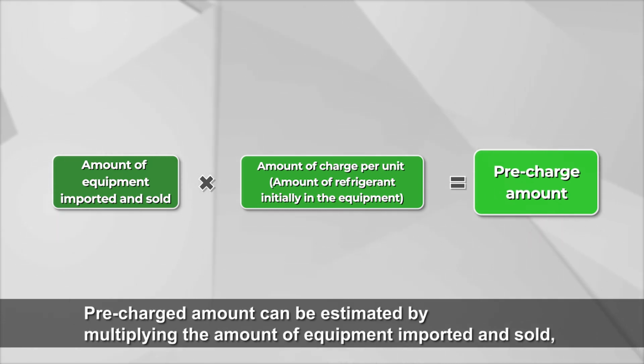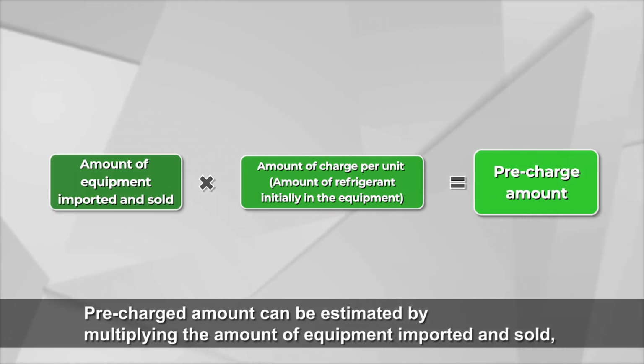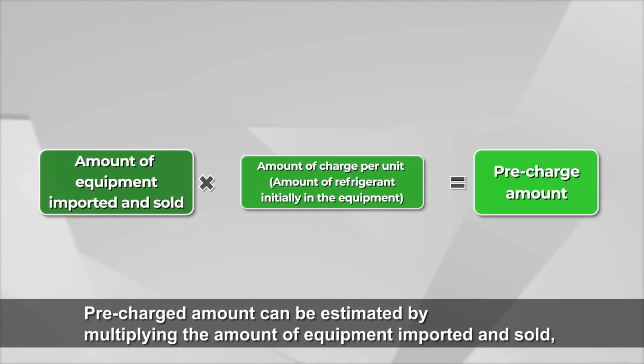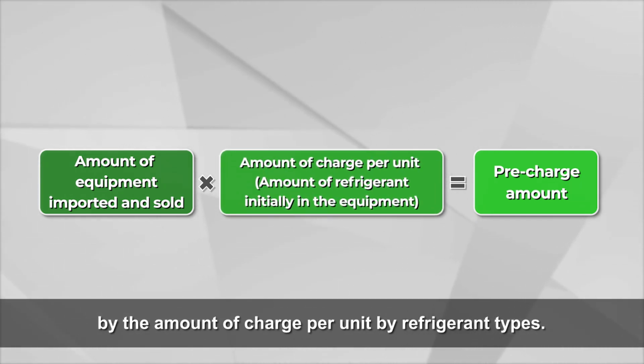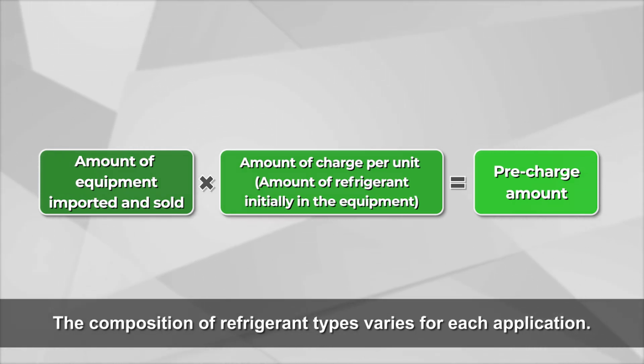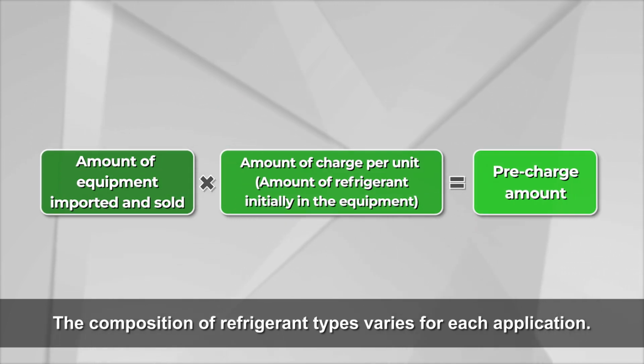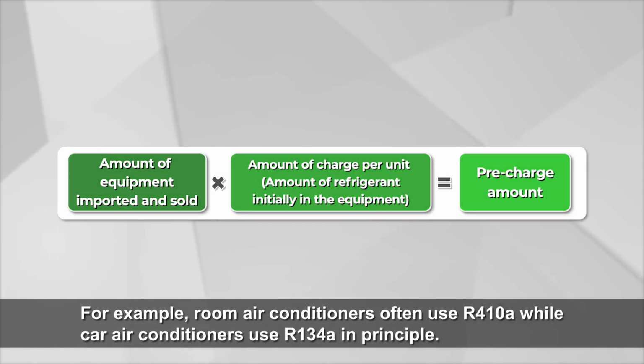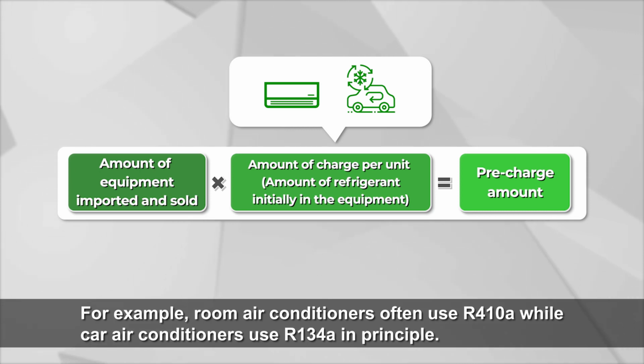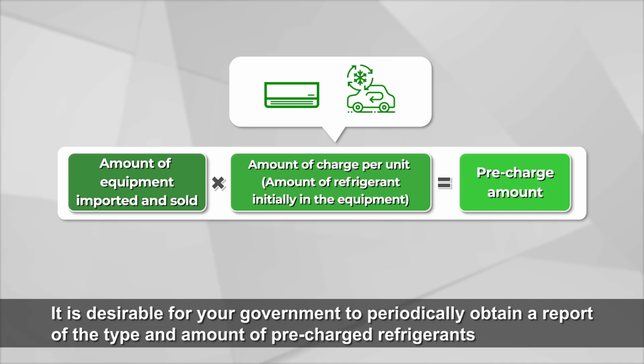Pre-charged amount can be estimated by multiplying the amount of equipment imported and sold by the amount of charge per unit, by refrigerant type. The composition of refrigerant types varies for each application. For example, room air conditioners often use R410A, while car air conditioners use R134a in principle.